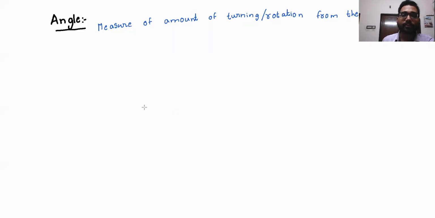That reference is the positive x-axis. So this one, the reference is this, the positive x-axis, and let's say this is the origin. Now, however much we turn from this, either clockwise or anti-clockwise, we can turn in both the ways, right? We can move either clockwise or anti-clockwise. So this is going to be anti-clockwise, and this is going to be clockwise.